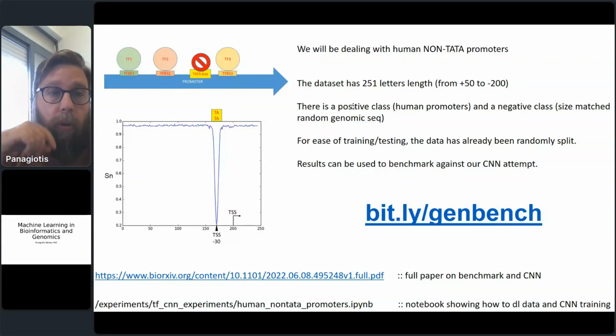We have also already split the data into training and testing. You will see it when you go to the GitHub repository. Feel free to split as you want if you want to try it. But if you want to really test against our benchmark, this is the split that we use, so you can really reproduce.